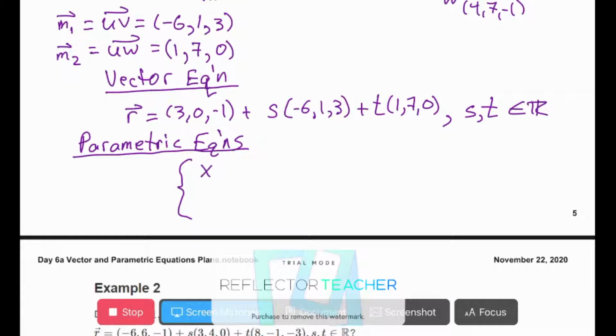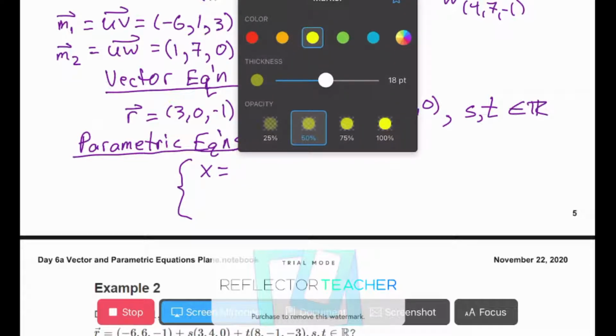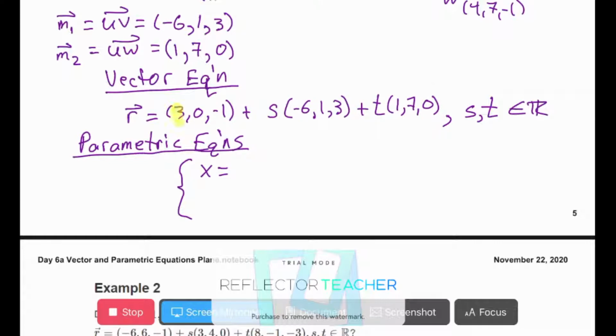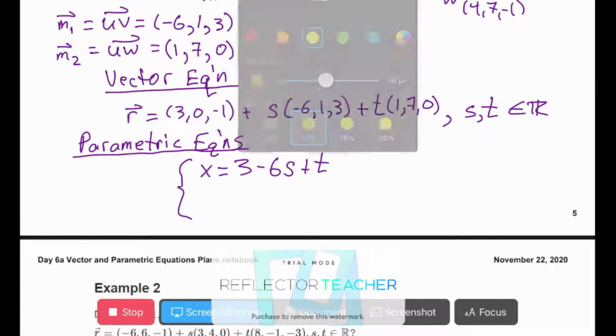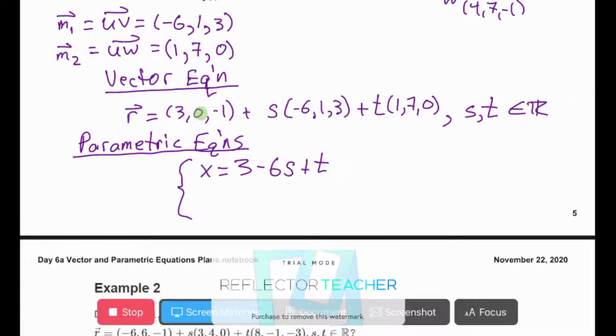Our x component. We're going to look at our x values up here. So our 3, and our s times -6, and our t times 1. So I'm going to have x equals 3 minus 6s plus t. And then the y components: the 0, and the s times 1, and the t times 7.